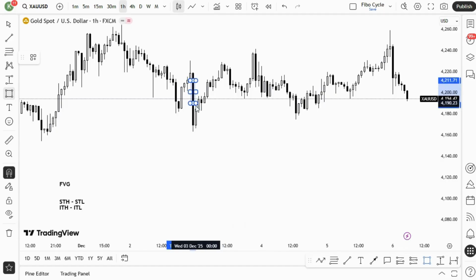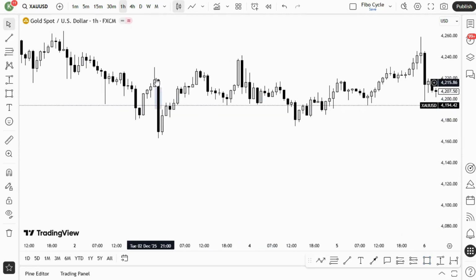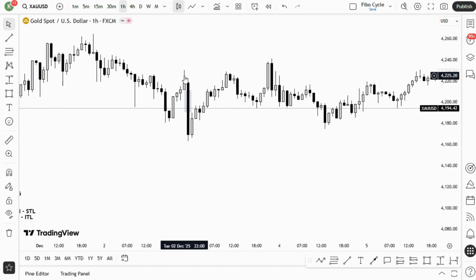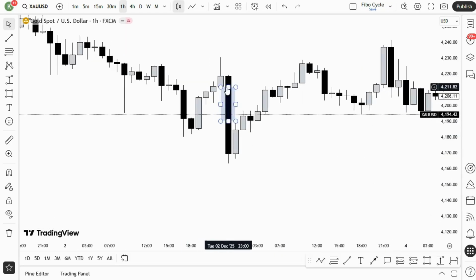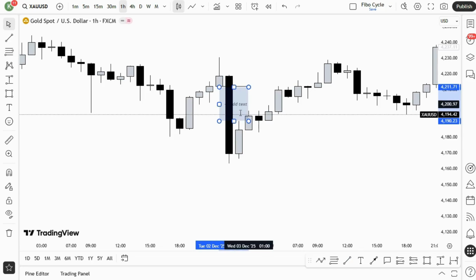Okay, this is known as a fair value gap, where the first candle can be any candle. Okay, it can be an up candle, it can be a down candle, and the second candle has to be an expansion candle where it expands, moving away from the first candle's low or high. And the third candle can be any candle, an up candle or a down candle, but it should not retrace to the level of the first candle's low or high. Okay, there should be a gap seen in the chart, and that would be known as a fair value gap.